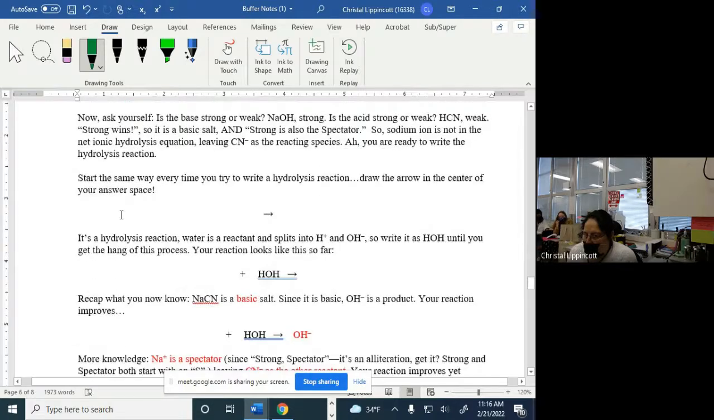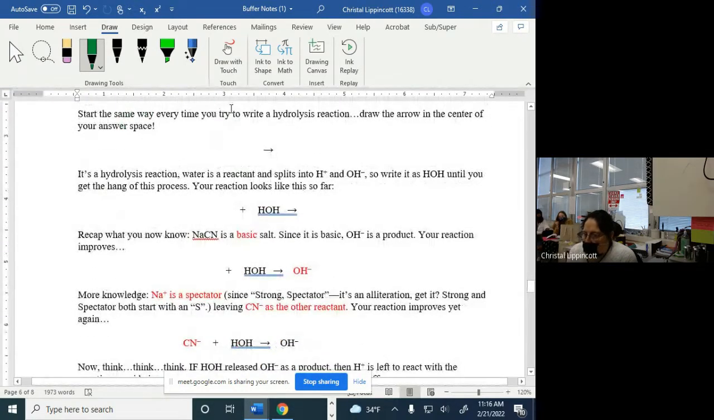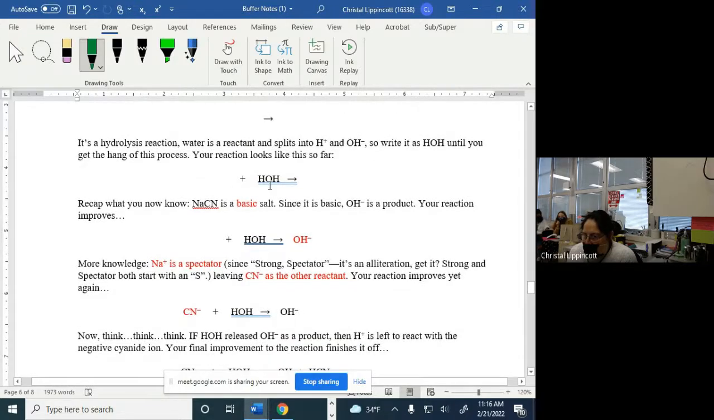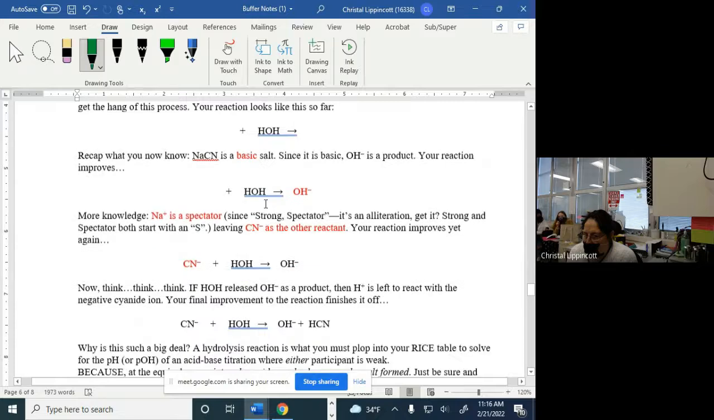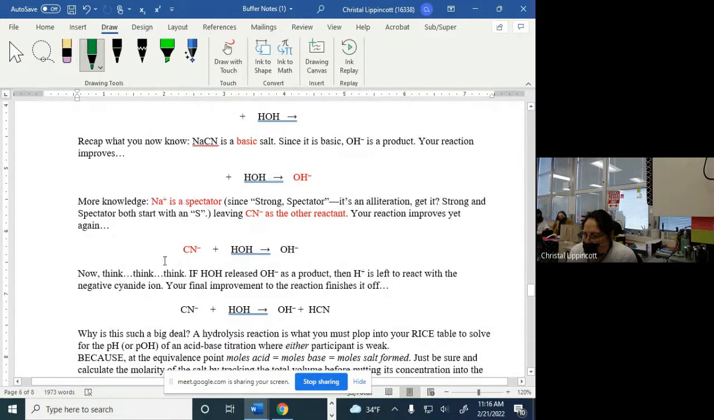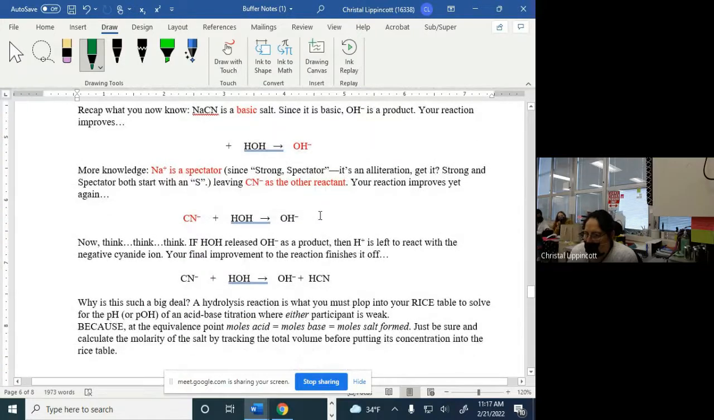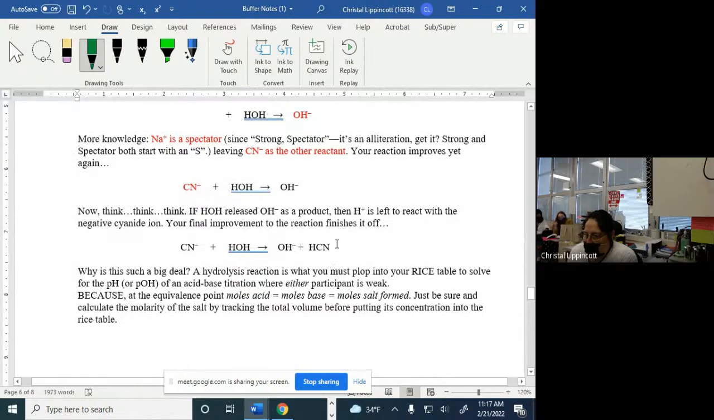So start the same way every time. You write a hydrolysis reaction. You're going to draw your line here. It's water. So water is going to be breaking apart. It's a basic salt. So you've got your CN. That's going to go to OH over here. And then you're going to give off HCN.